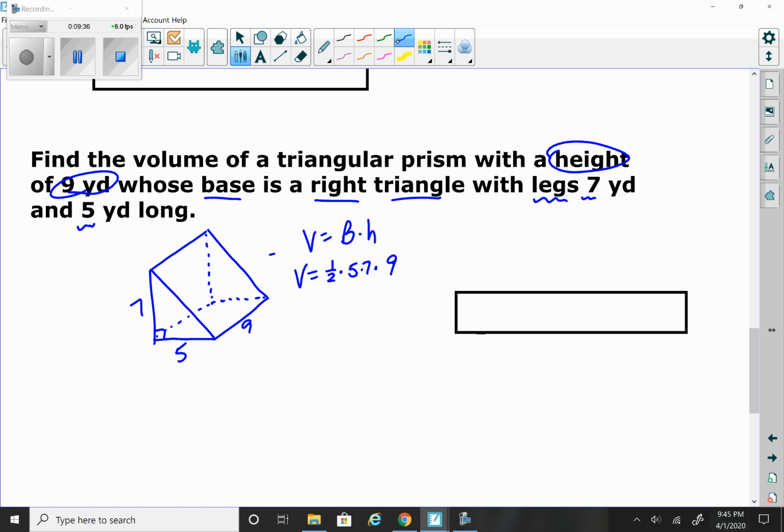So 1/2 of 5 times 7 times 9. Plug that into your calculator. I want to say I came up with 157.5 yards cubed. And again, my units are to the 3rd power. So 157.5 yards cubed. That's our volume of that triangular prism.